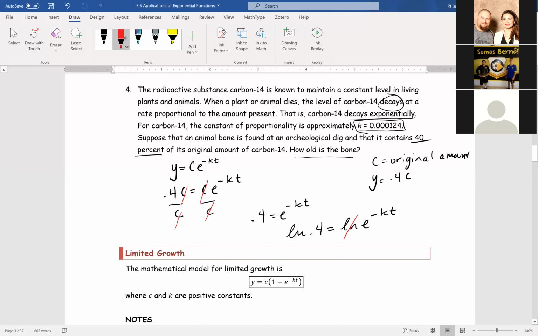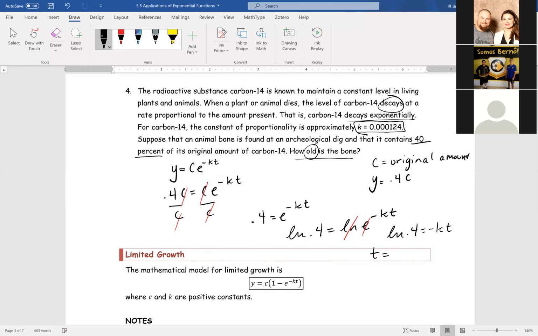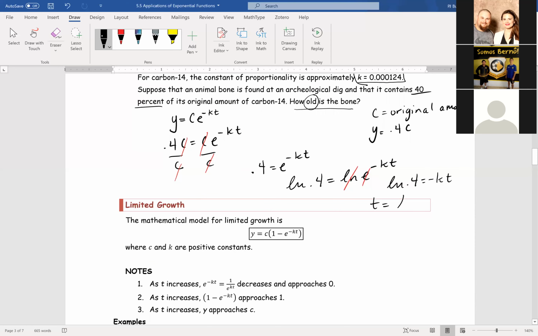That then makes those cancel. And we have that the natural log of 0.4 is equal to minus kt. We're looking for how old it is, so we need to solve for t. So t is the natural log of 0.4 divided by negative k. And if I plug that in, negative 30124. So let me give you a number for that.